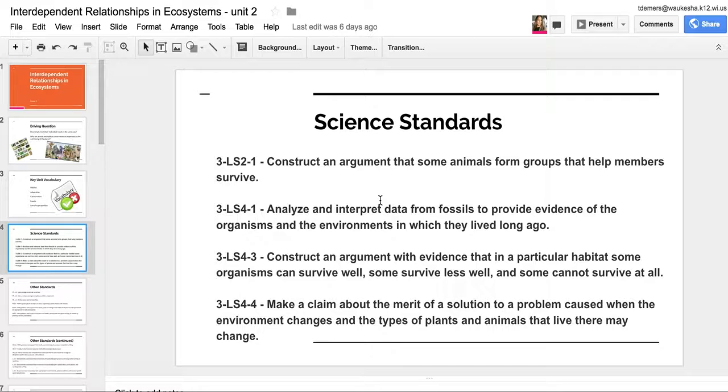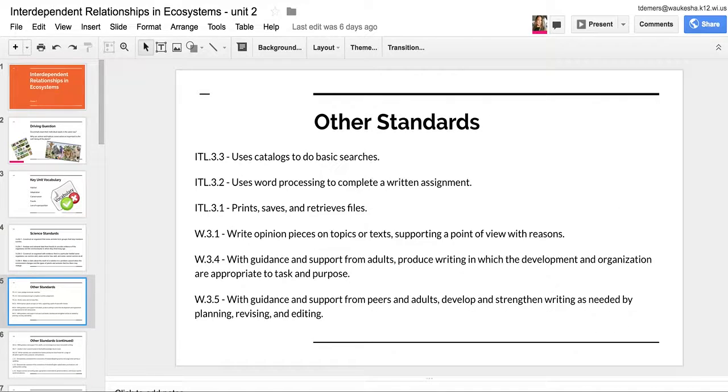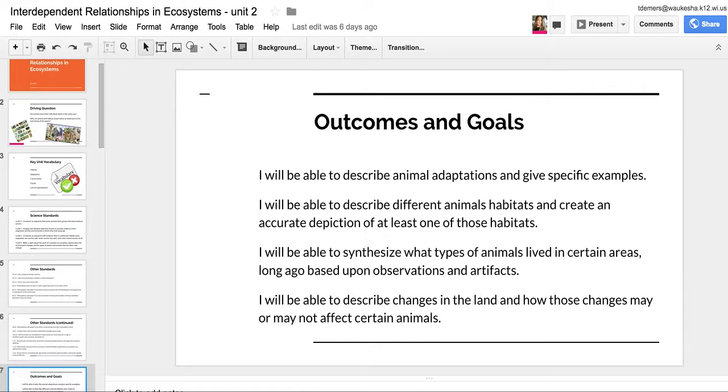Next, on the next couple slides, you'll see the different standards, and I'm not going to read those out loud, but you can read through those if you like. These are the standards that you'll be assessed on throughout the unit, and eventually will show up in Mastery Connect. The first page here is science standards. After that, there are going to be other standards.